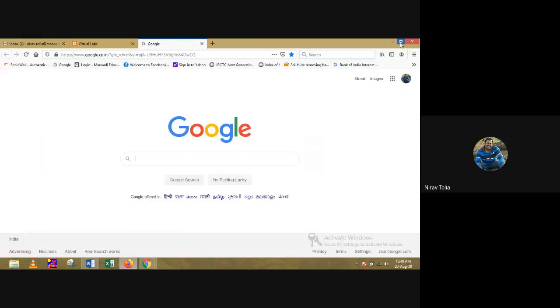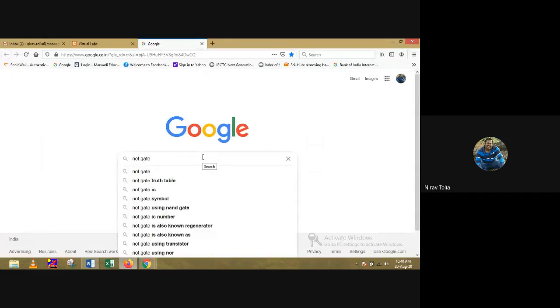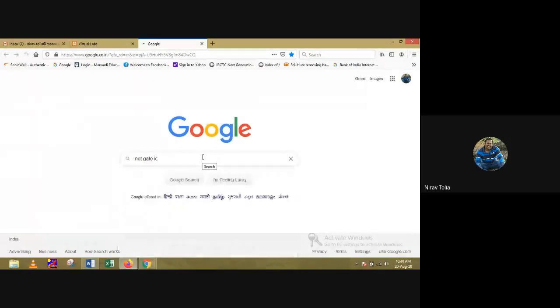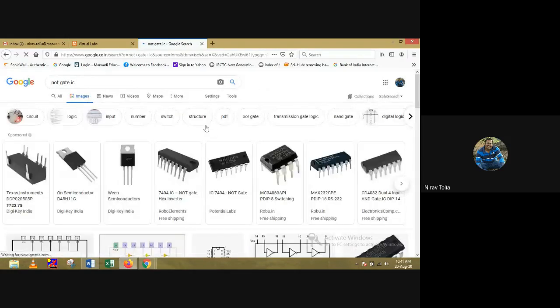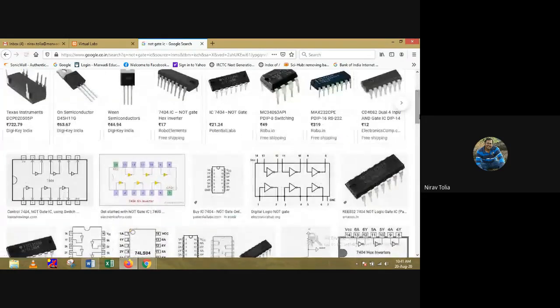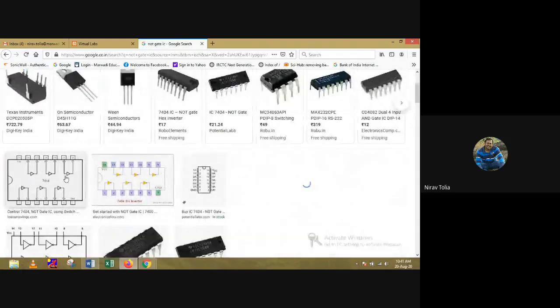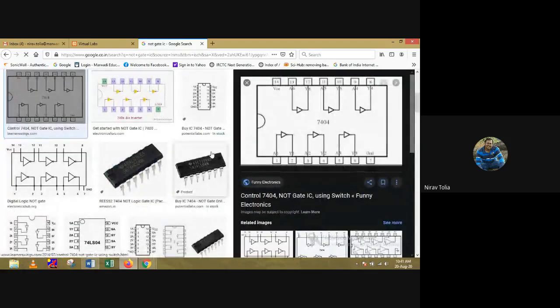So simply you write NOT gate IC, click on that, and go to the images. So this is the IC of the NOT gate, which is 7404.